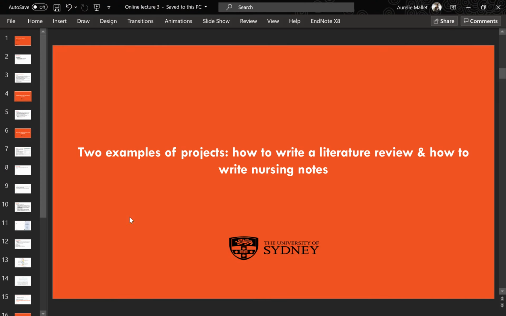Like I said, today I want to show you two examples of two different projects. One is a workbook on how to write a literature review for project development, and the other is an example of a workbook on how to write receiving and admissions nursing notes.